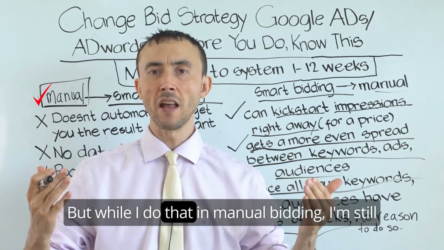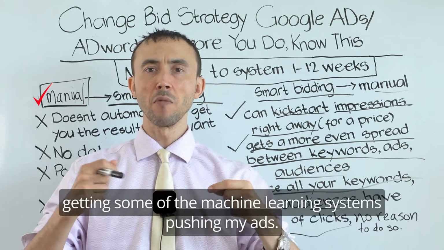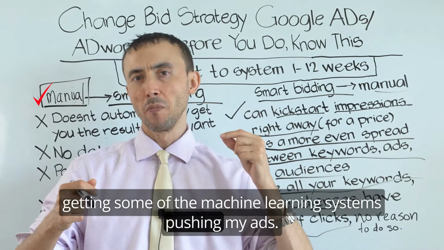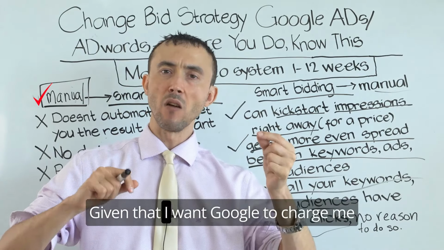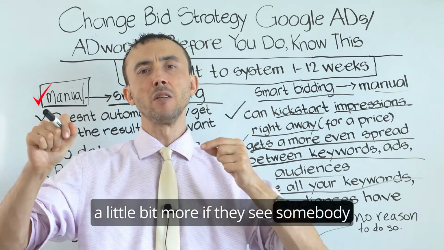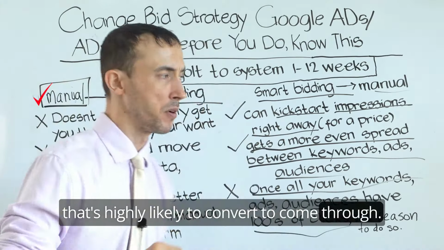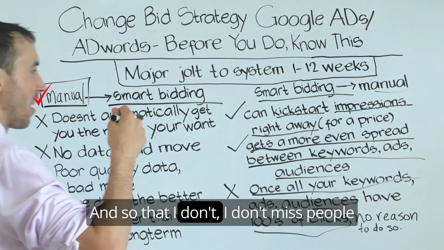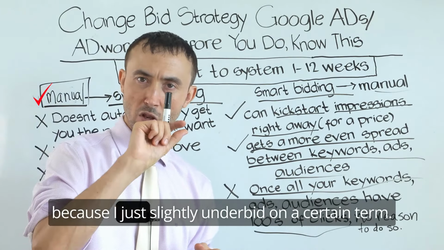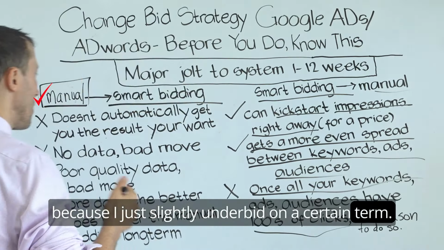But while I do that in manual bidding, I'm still getting some of the machine learning systems pushing my ads, given that I want Google to charge me a little bit more if they see somebody that's highly likely to convert to come through. And so that I don't miss people because I just slightly underbid on a certain term.